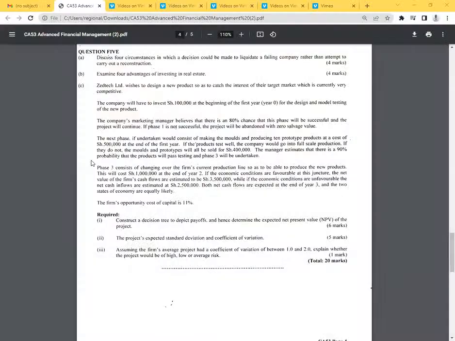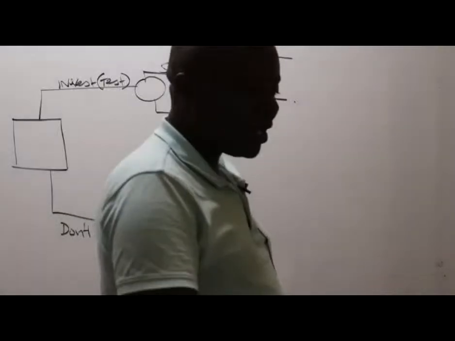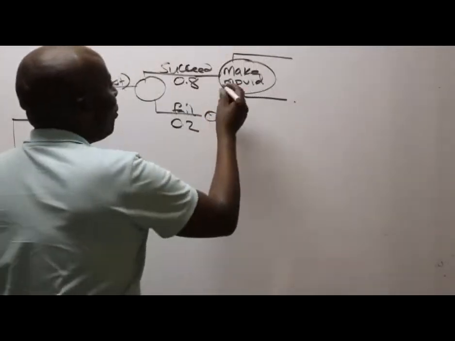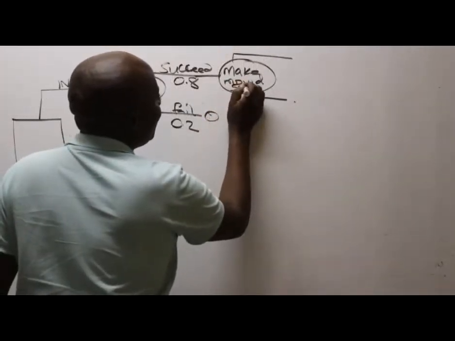That circle is premised on what we are told here, that the next phase, if undertaken, would consist of making the molds and producing 10 prototype products at a cost of 500. Let's capture this cost of 500. So the cost of making the molds is 500. I'll put this in bracket.